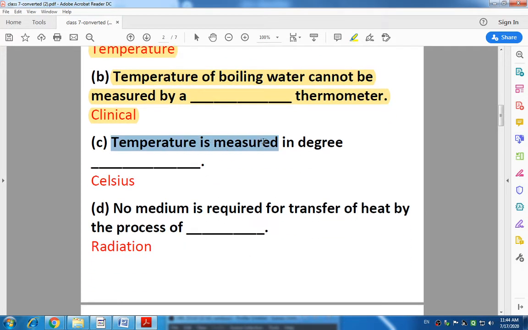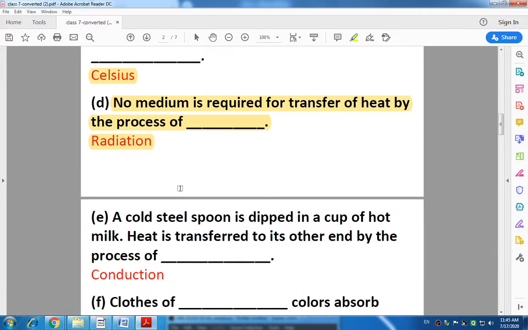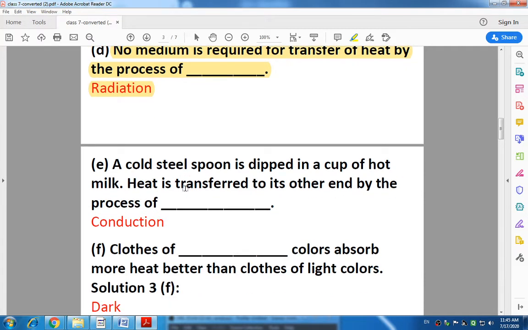Next, temperature is measured in degree what? Yes, in degree Celsius. You can write Fahrenheit here, but normally we use the Celsius unit. So write Celsius. Next, no medium is required for transfer of heat by the process of dash dash. So in which mode of transfer of heat is there no medium? Yes, in radiation there is no medium for transfer of heat.